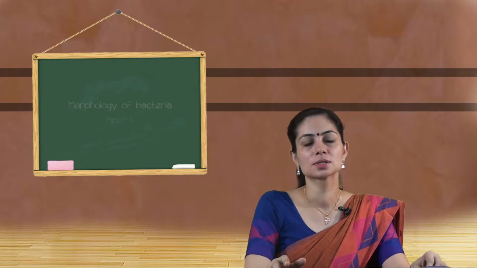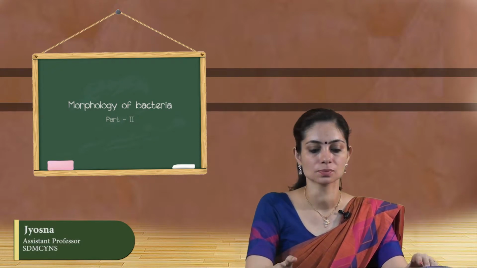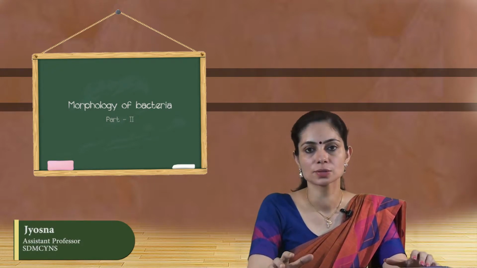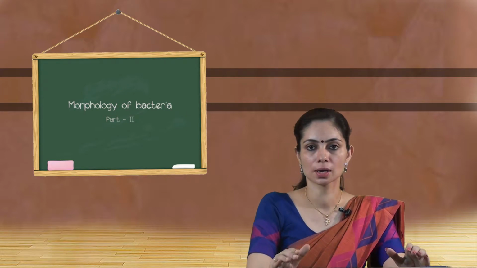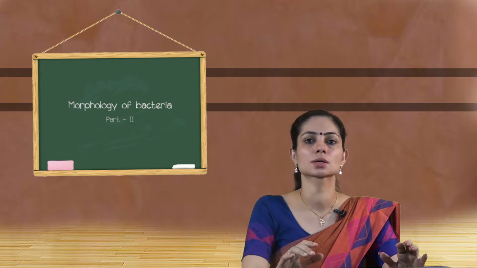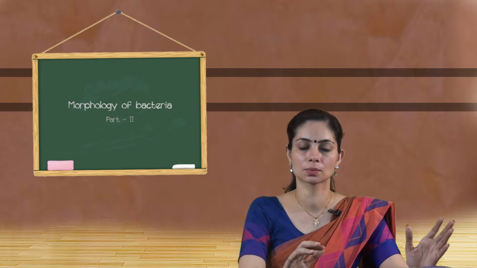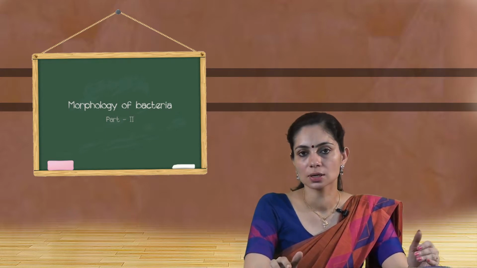Good morning everyone. This is the continuation of Morphology of Bacteria. This is the second part. We were talking about the different parts of the bacteria cell. We started with the anatomy of the bacteria cell. We talked about the cell wall, cytoplasmic membrane, cytoplasmic inclusion, and two of the appendages. One is bacterial flagella. So we'll continue with that.